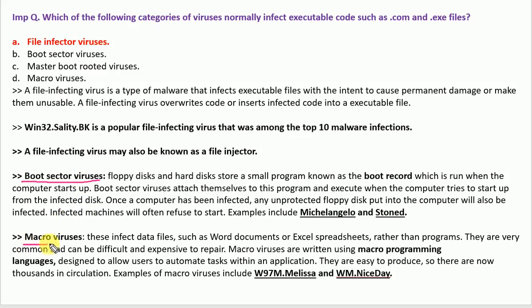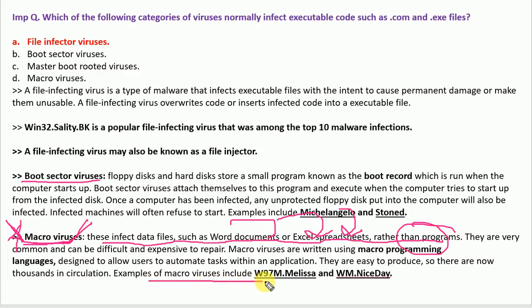And let's discuss what macro viruses are. Macro viruses, basically, this is also very important. These infect data files such as Word documents or Excel spreadsheets rather than programs. This was already asked in one competitive examination: which virus affects your Word document or Excel or your PowerPoint? The answer would be macro viruses. It's not affecting the program, it's affecting data files like Word or Excel or PPT. And you can see that the basic standard examples of macro viruses are W97M.Melissa and WM.NiceDay.